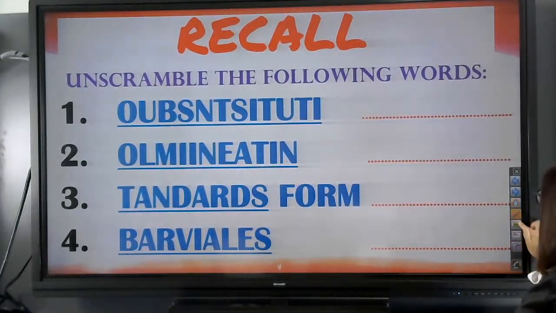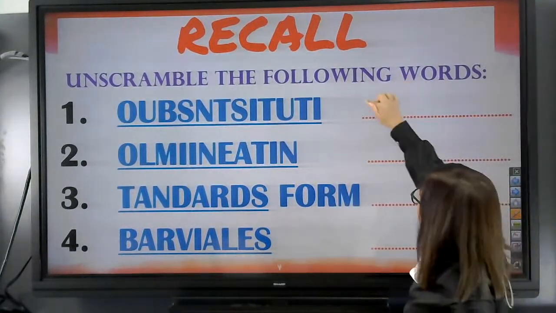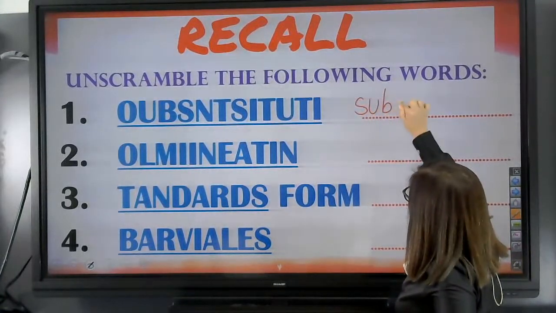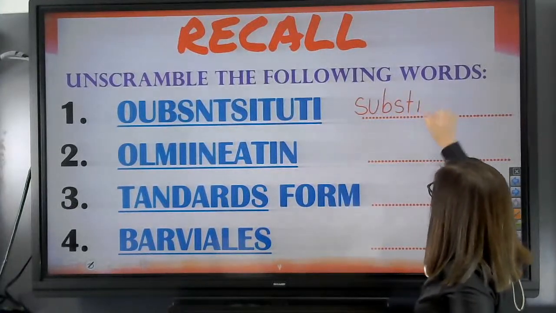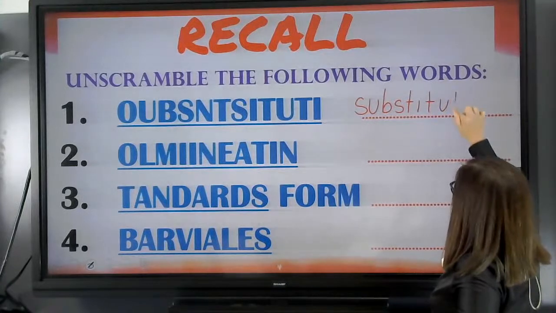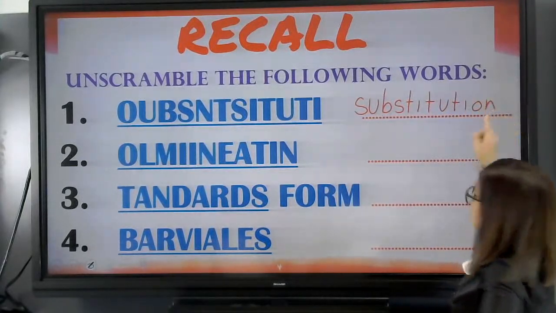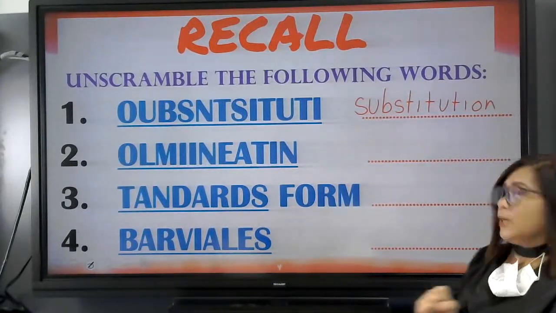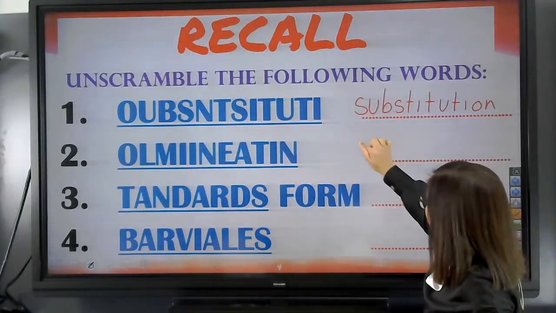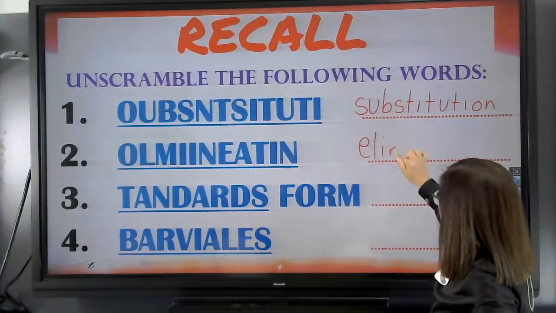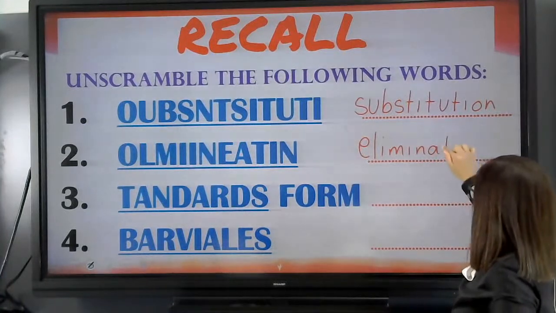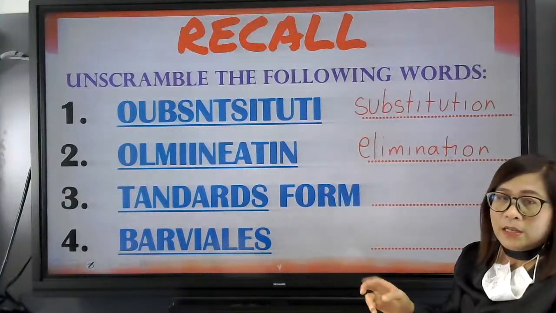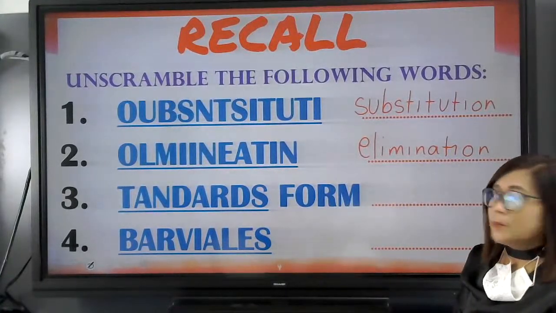The first one is substitution. Okay, correct spellings. It would be S-U-B-S-T-I, substitution. Okay, we use this method when one of the variables has a coefficient of 1. The second is elimination. So we eliminate some variables if we want to solve systems of equations.